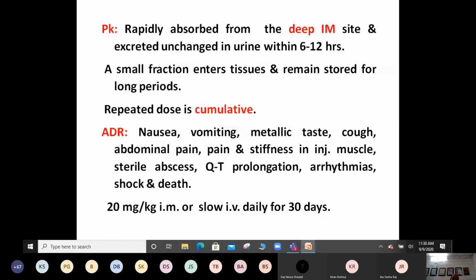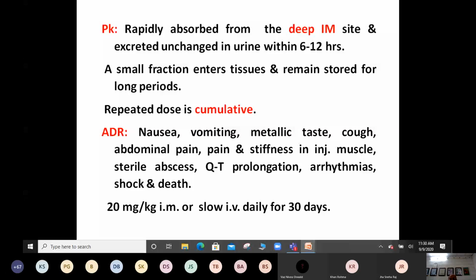And more toxic effects are QT prolongation, then arrhythmias, cardiogenic shock and death. That's why I said these drugs are very toxic. Unless the case is proved positive by a diagnostic test, you cannot use this drug. What is the dose? 20 milligram per kg intramuscularly or by very slow intravenous injection.